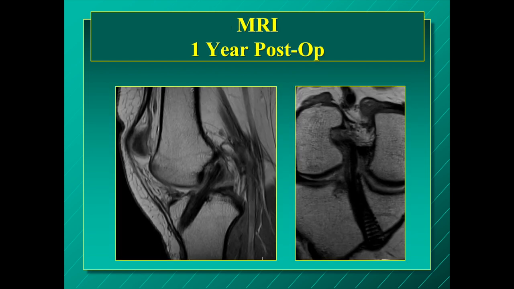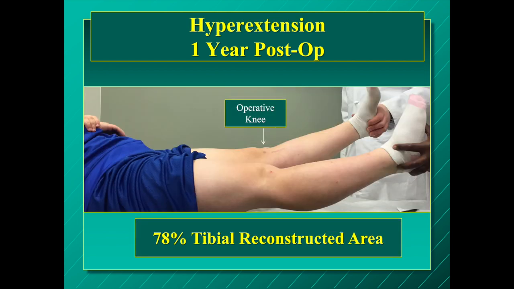At 1 year follow-up, MRI revealed native signal intensity, as well as restoration of normal hyperextension in the reconstructed knee. The patient had no subjective complaints and no residual instability.